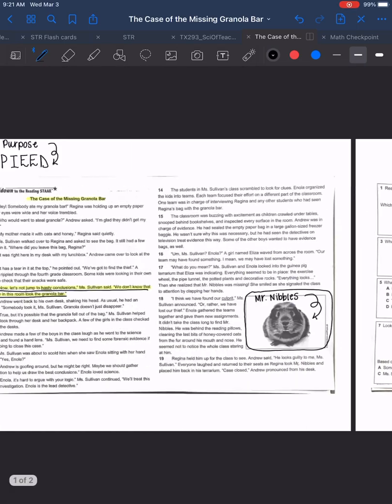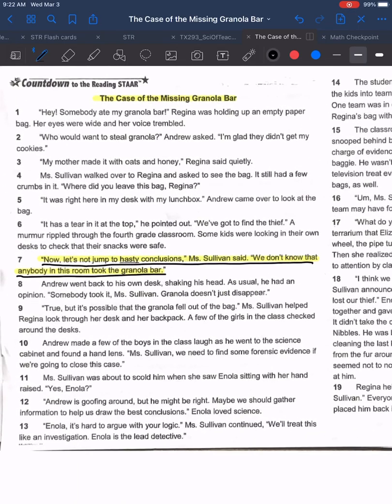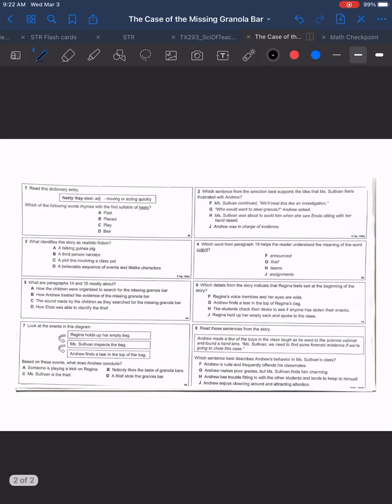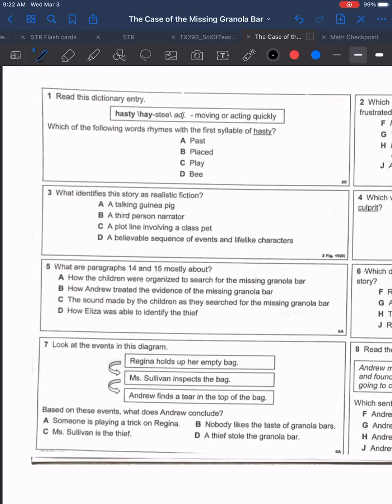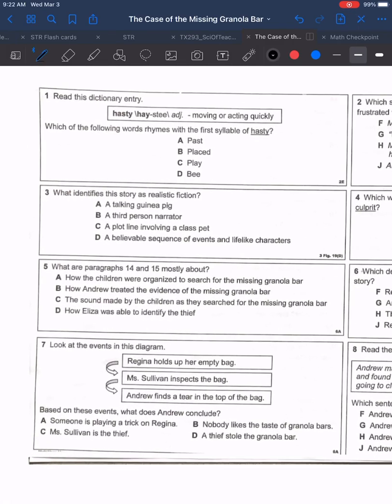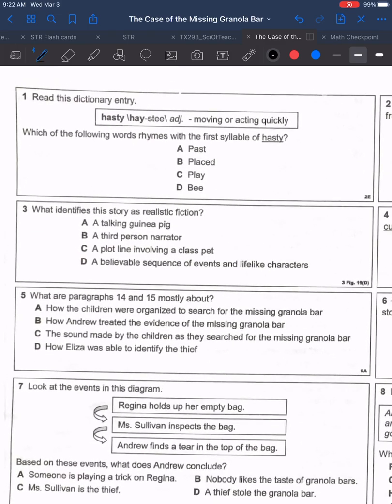Well, now, if you guys remember, this is the bolded and underlined word that we highlighted or underlined in sentence 7. So I told you guys more of the times than not, when we see a bolded or underlined word, we're going to have a question on it. Now, this one wants us to look at the dictionary entry, and find the word that rhymes with the first syllable of hasty.